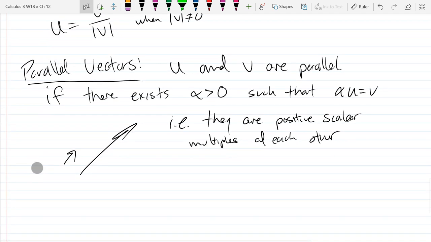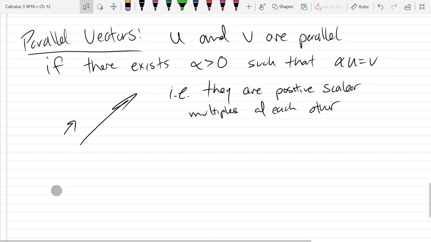Do you also have alpha v equals u? Yep. It didn't matter what side I put the alpha on. But then it'd be backwards, as in v would equal 1 over alpha u. Yeah, so it doesn't matter what side you put the scalar on, it would just be the reciprocal. But the point is, it would still be positive and not 0. So those are parallel. Now, anti-parallel.